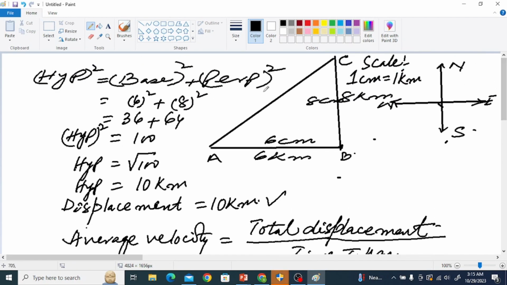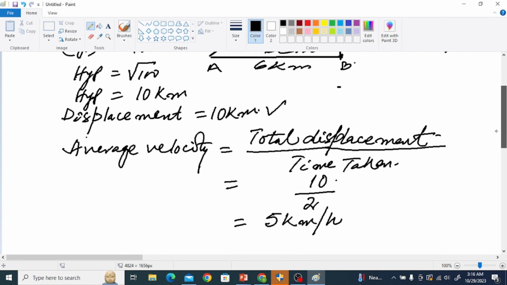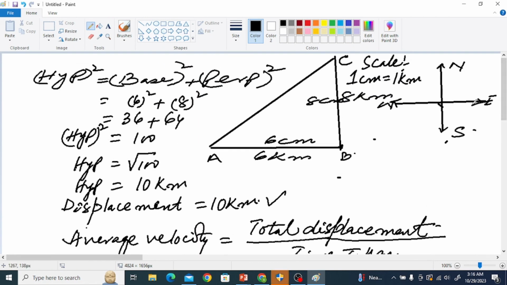So this line, which is the hypotenuse line, gives us the direction of displacement. Whatever the direction of displacement, the same will be for velocity. And because this line is drawn between north and east, that's why I'm saying that the average velocity is 5 kilometer per hour northeast, that is in between north and east.